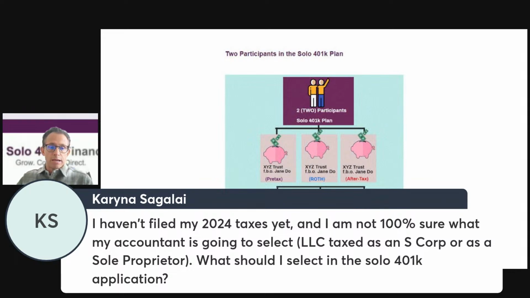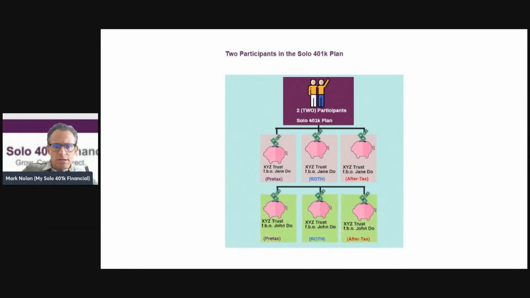All right, so that might be your answer there. You might want to be taxed as a sole proprietorship if you're trying to make employee contributions for 2024. If you're not planning to make employee contributions for 2024, and let's say you're trying to maximize your voluntary after-tax contributions, then LLC taxed as an S corp would be ideal. Okay, we'll come back to some more questions here.